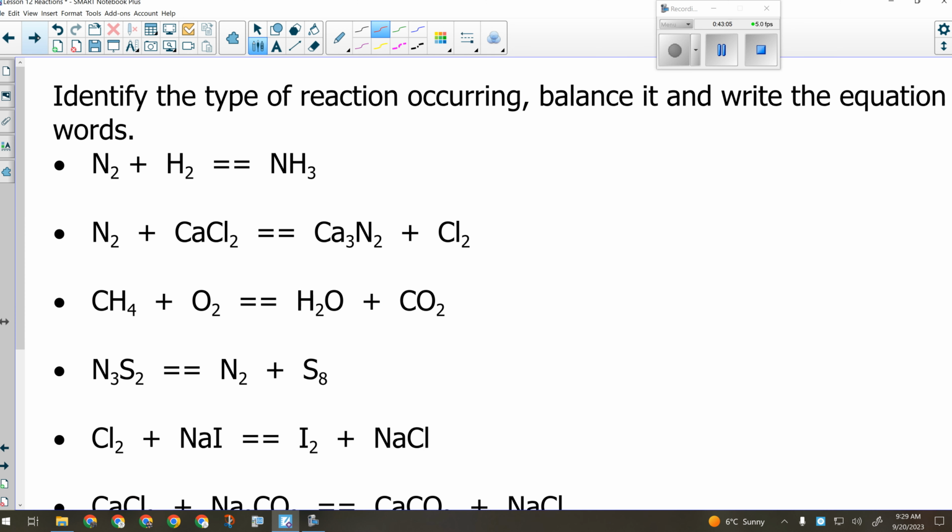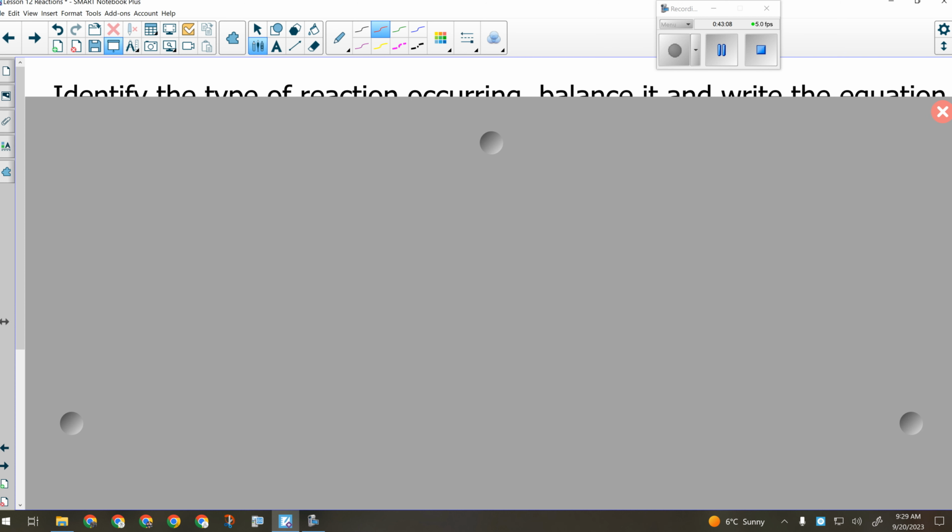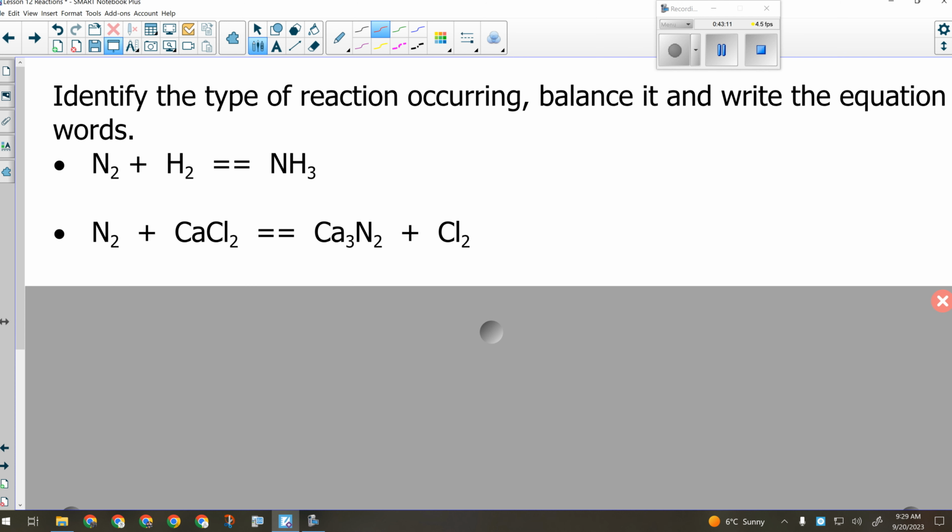Let's have you guys try a couple here. What I would like you to do with these first two is identify the type, write it out in words, basically just write the names of everything, and balance it. Give those first two a try.